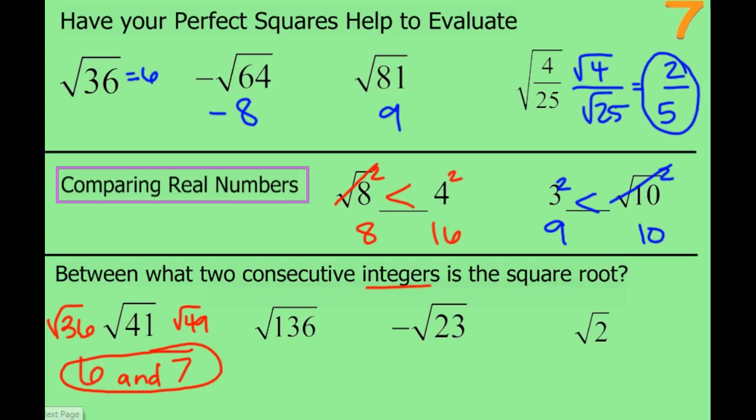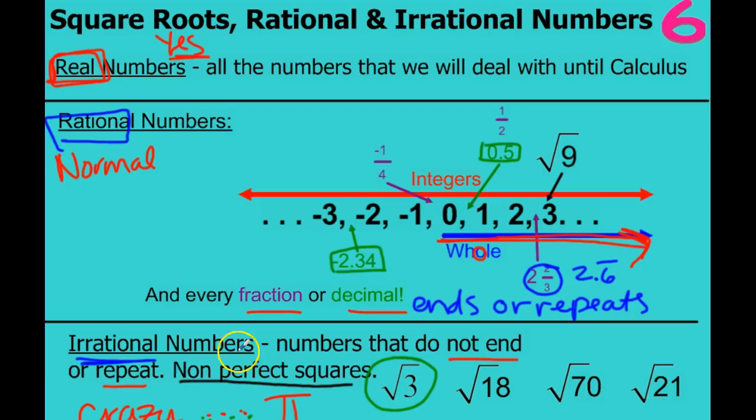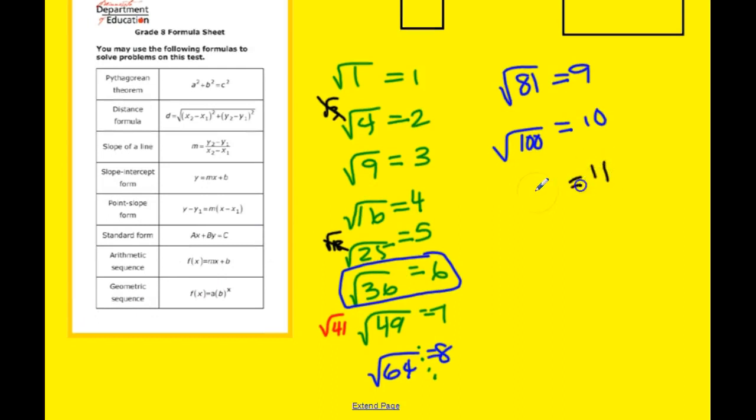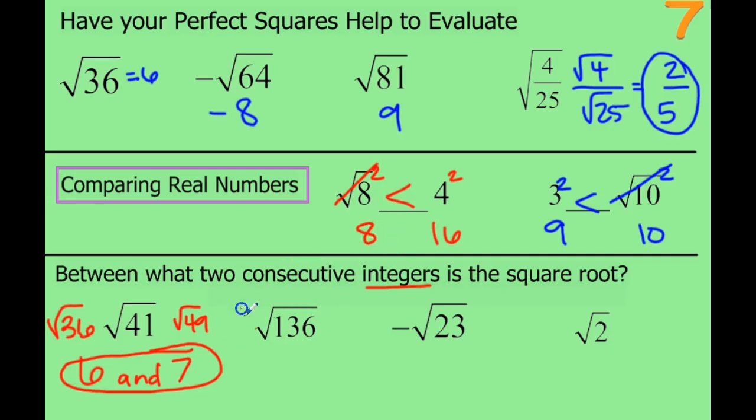So let's do another one. Square root of 136. If we were to keep going, 11 times 11 is 121, and 12 times 12 is 144. So 136 would be between 121 and 144. Or if I simplify that, it would be between 11 and 12.